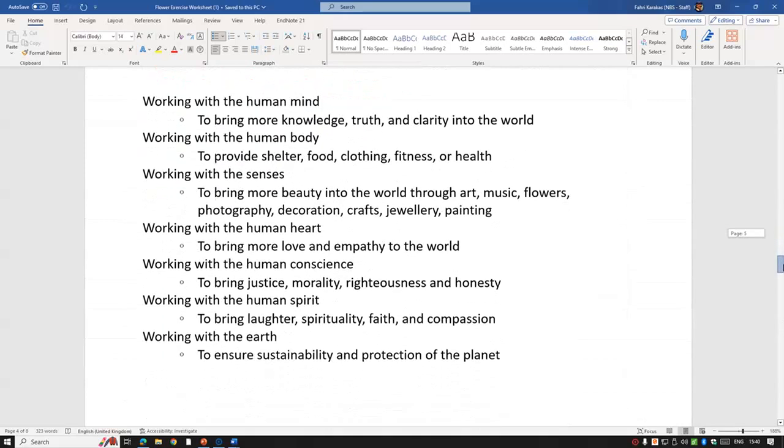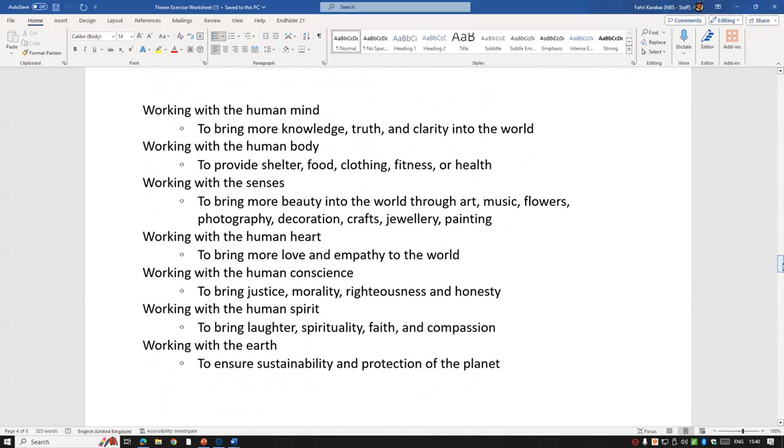Work goals and interests, you can rank these. There are, I think, 7 of them here. Rank them. Which ones are your top priorities? The top priority, you can put number 1, and then 2, 3, 4, 5, 6, and 7. Okay? Working with the human mind, human body, senses, beauty, art, music, flowers, photography, decoration, etc. Heart, love, empathy, conscious, spirit, and earth, sustainability. So which ones matter to you?